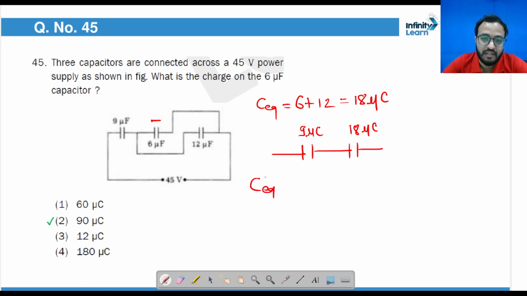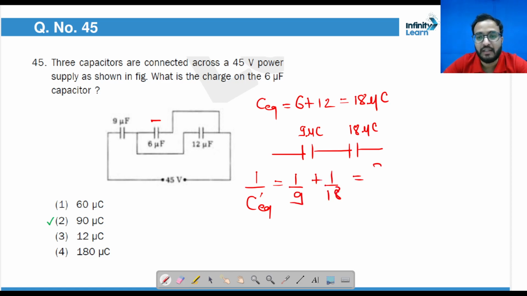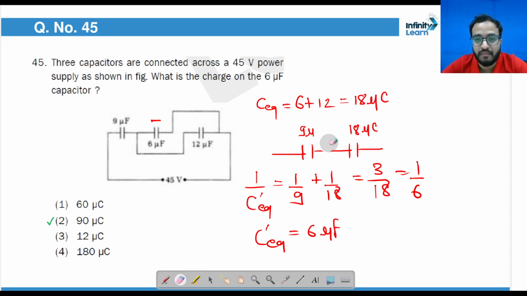So what is the final C equivalent? I'll have to write it like this only: 1 by C equivalent final is 1 by 9 plus 1 by 18, that is 3 by 18, that is 1 by 6. So C equivalent final will be 6 microfarad. I'm so sorry. Okay, 6 microfarad.